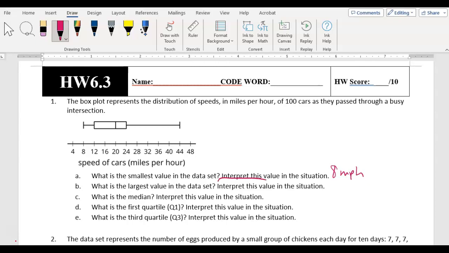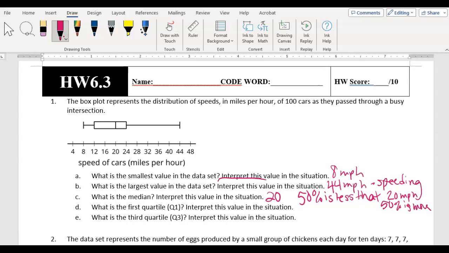What is the largest value in the data set? This is 44 miles per hour, and they were probably speeding because they seem to be going at a much faster rate than the median here, which is that middle number. What is the median? So the median here is about 20, and again, that means that middle number, the 50% of the data. 50% is less than 20 miles per hour, and 50% is more.